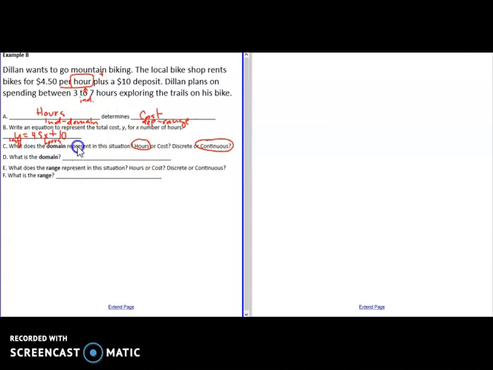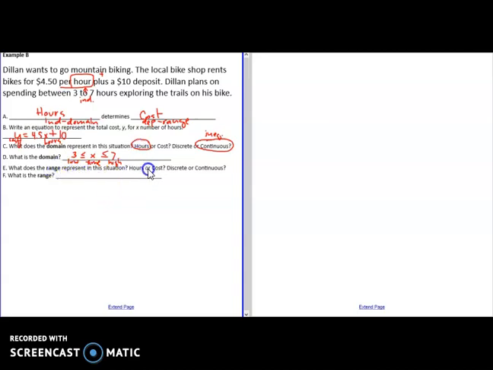So to show that, when it's continuous, we use inequalities to show our domain. So our domain, I go to the left, the lowest. So it could be 3 hours. It could be all the way up to 7 hours. And so our time, our hours, is between the lowest and the highest value for our domain. Okay, so there we go. That's our domain. Now it says, what does range represent?